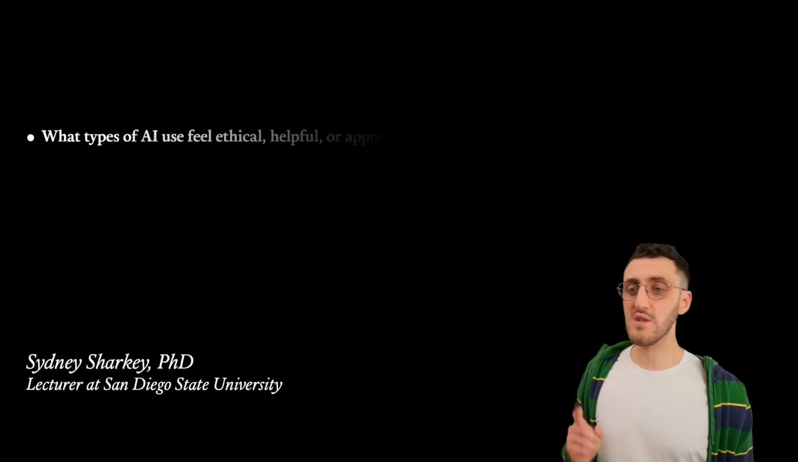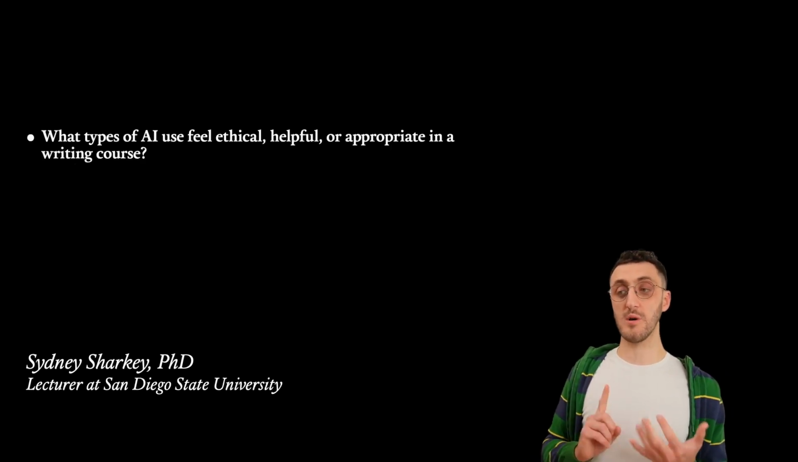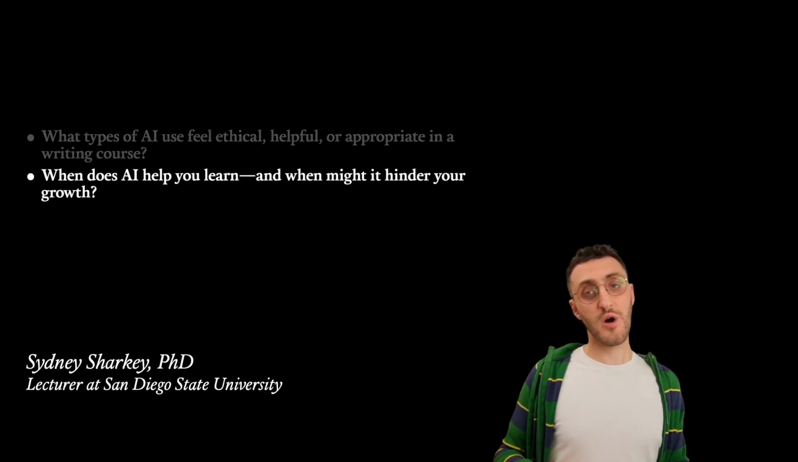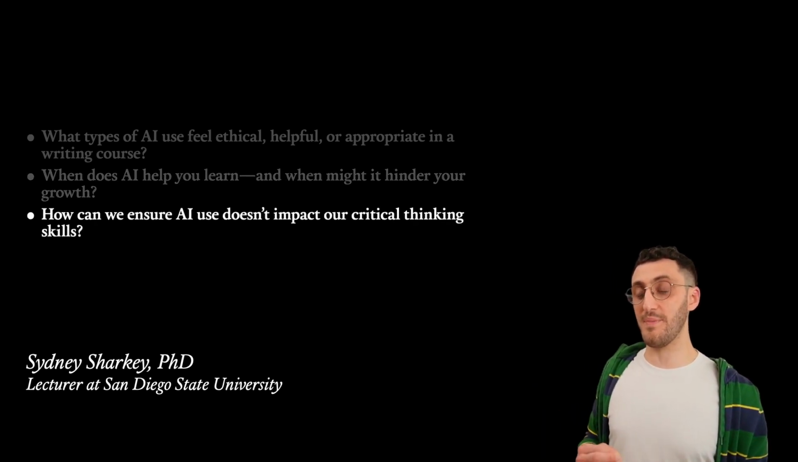And I think this type of empathy between student and teacher can really change the feeling about whether or not a policy is fair in the first place, even though at first glance, some rules in there might have seemed unreasonable or unfair. Sydney adds a few prompts in addition to this that include: what types of AI use feel ethical, helpful, or appropriate in a writing course? When does AI help you learn, and when might it hinder your growth? How can we ensure AI use doesn't impact our critical thinking skills? And then all of the answers to this are taken, processed, and put into a policy that is shared with the students to be upheld throughout the semester.